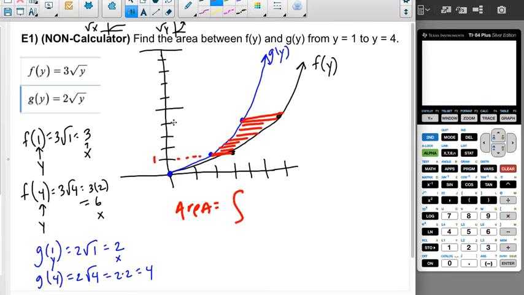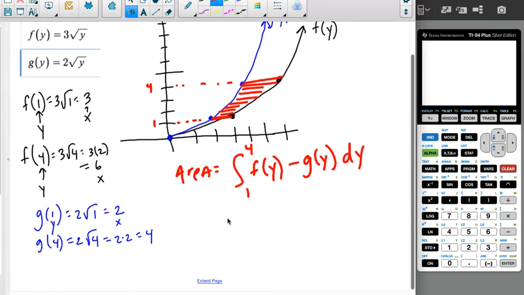So the area that I'm asked to find is going to be the integral from the bottom y value, which was 1, despite my terrible graphing, to the top y value, which is 4, of the right curve, which is f of y, minus the left curve, which is g of y, with respect to y. Since this is a non-calculator question, I'm going to be gutting this out by integrating by hand, so good times.